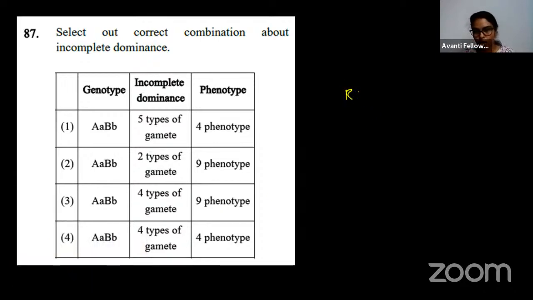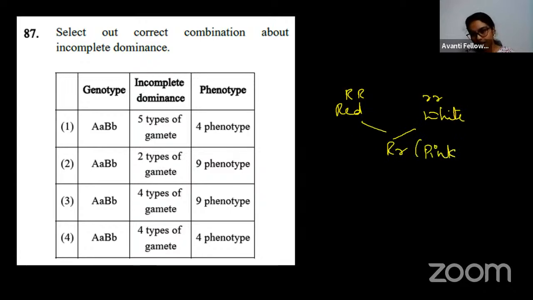ठीक है, तो अगर मैं कहूँ RR और rr है, अगर रेड और व्हाइट को हम क्रॉस करवाएं तो हमको क्या मिलेगा? कैपिटल R स्मॉल r. सो इसको रेड होना चाहिए था, बट इट इज पिंक. दिस इज इनकम्प्लीट डोमिनेंस. मतलब ये जो रेड डोमिनेंट है, इट इज नॉट कंप्लीटली डोमिनेटिंग ओवर व्हाइट. ठीक है, तो ये होता है पिंक. सो दिस इज एन एग्जांपल दैट आई हैव टू टेल यू अबाउट द इनकम्प्लीट dominance.